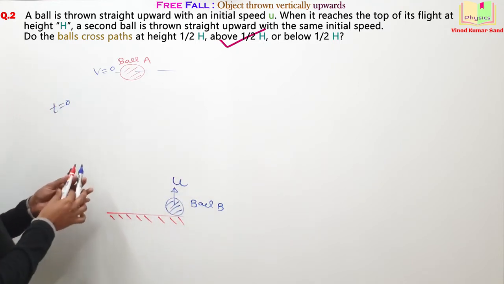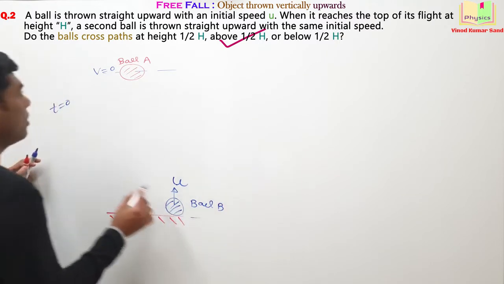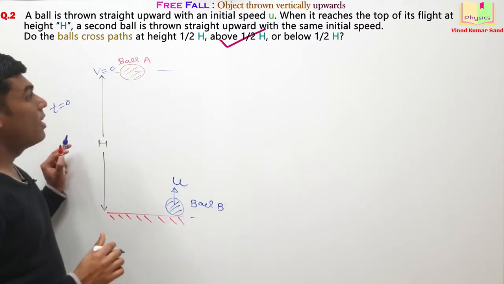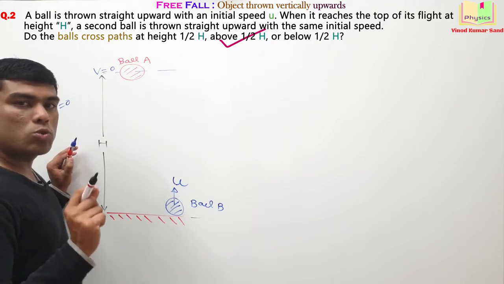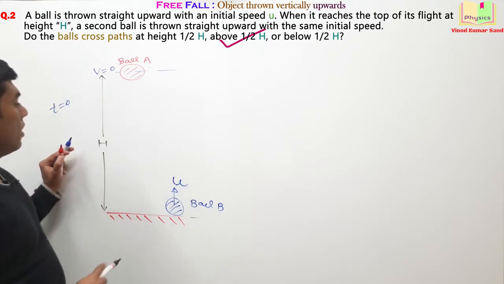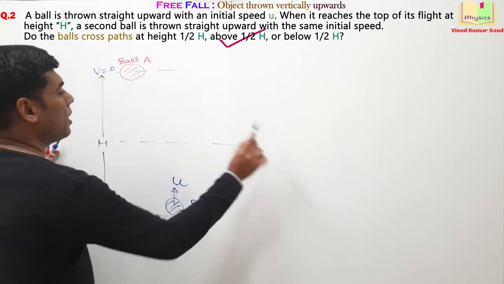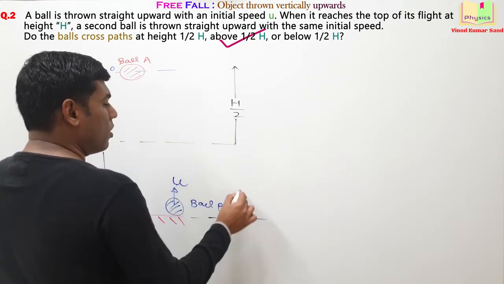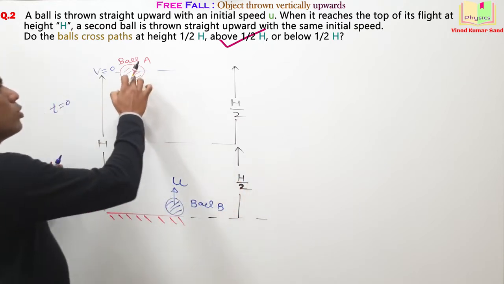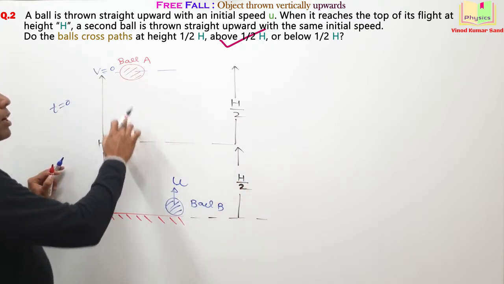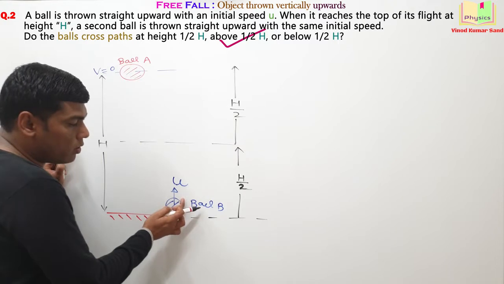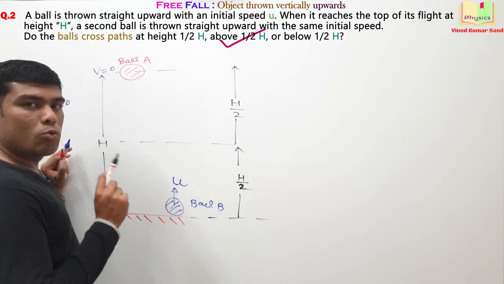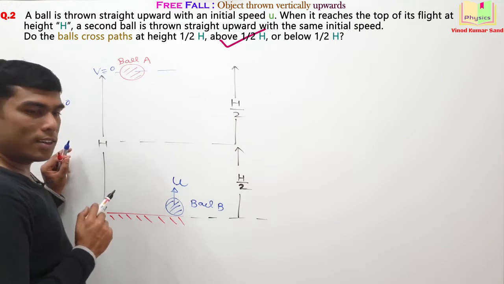Okay, this height according to the question is equal to h. So the question is asking where the paths of these two balls will cross. Let's say we break it in two parts of height h by 2 each. For this h by 2, if you find the average speed of ball A, and for this h by 2, if you find the average speed of ball B, which is greater? Can you tell?